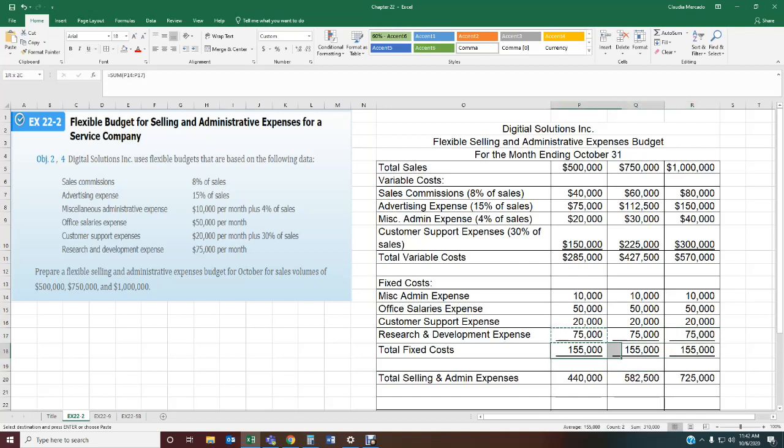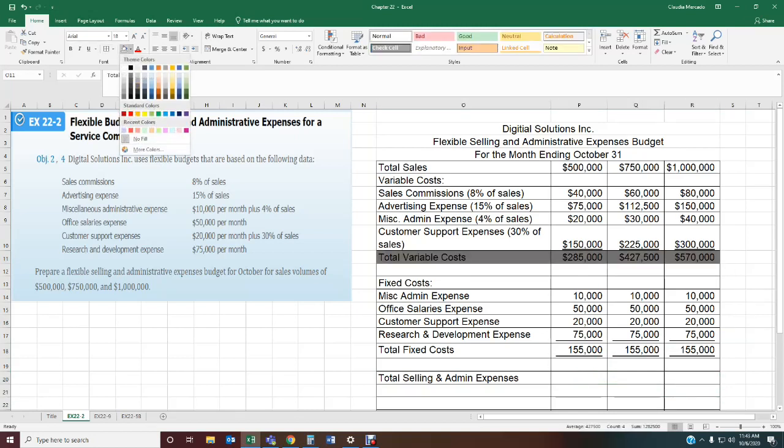Now I've got all of my fixed costs, so I can get my total fixed costs. To do that, you just add all of those four costs: the $10,000 for the miscellaneous admin expense, the $50,000 for the office salaries expense, the $20,000 for the customer support expense, and the $75,000 for the research and development expense. Since these are fixed costs, the fixed cost will be the same for all three sales volumes.